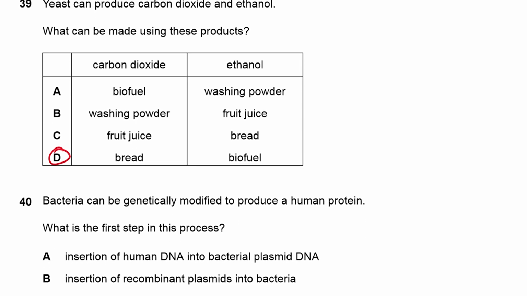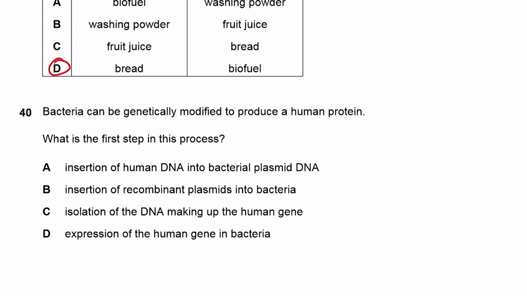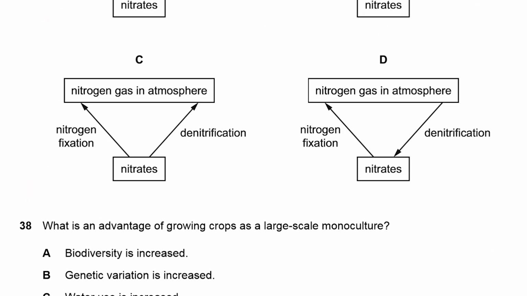Number 40 says, bacteria can be genetically modified to produce a human protein. What is the first step in this process? The first step is usually isolation of the gene by using restriction enzymes. So it's going to be isolation of the human gene by using restriction enzymes. C. Okay, and that was the last question for this paper. Thank you.